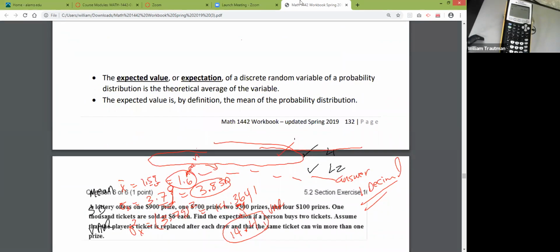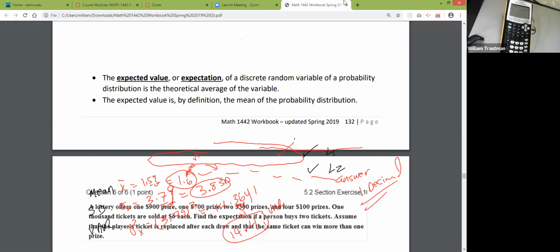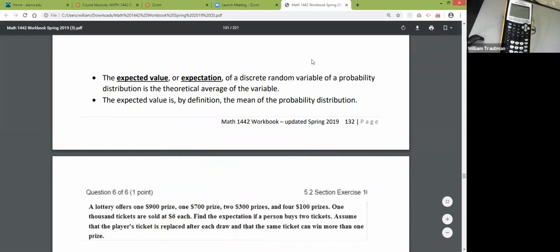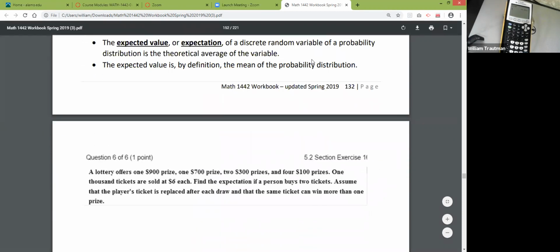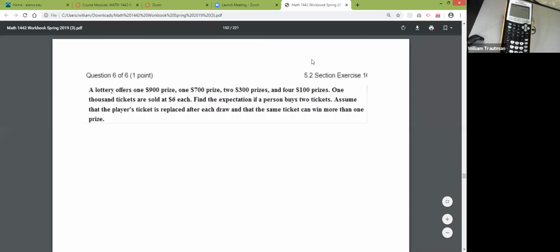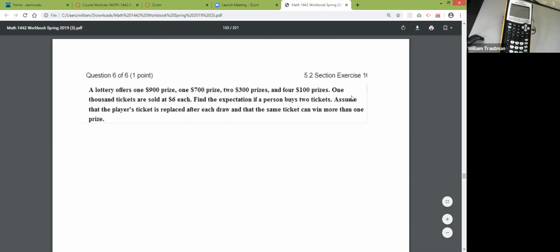All right, next. The hard one. This is the last one, I think, in the section. And it's a hard one. Yes, it's the last one. Expected value. Let me try to get that in a little bit. There we go.